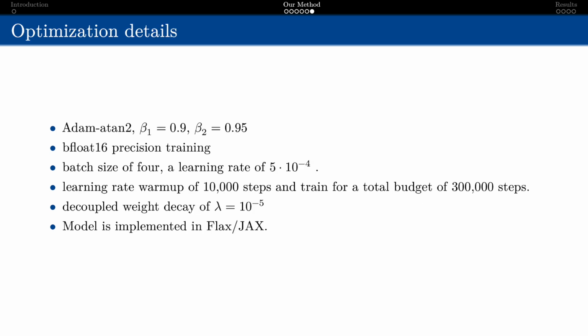Here are the optimization details. We're using AdamAtan2, a recently proposed variant which removes the epsilon hyperparameter. We use bfloat16 precision training at a batch size of 4. For the learning rate schedule, we use a linear warm-up to 5 times 10 to the -4 over 10,000 steps and train for a total budget of 300,000 steps. We additionally use decoupled weight decay of 10 to the -5.